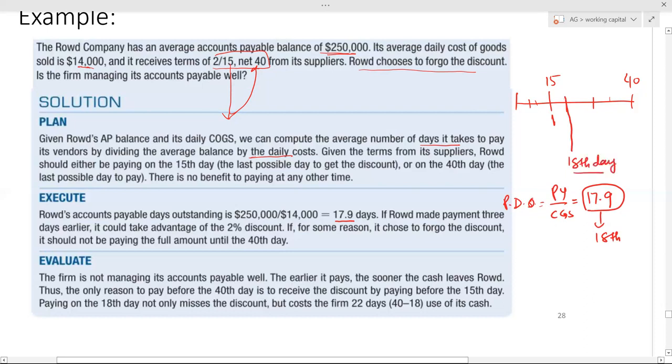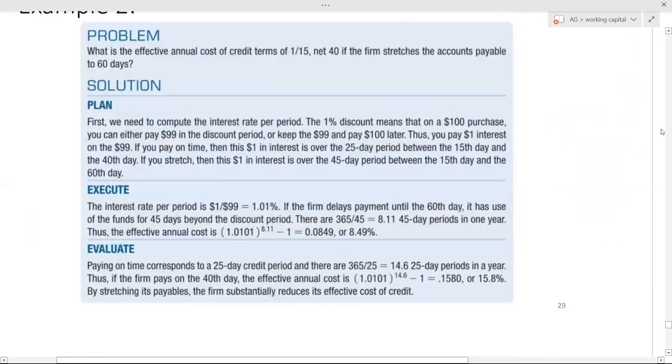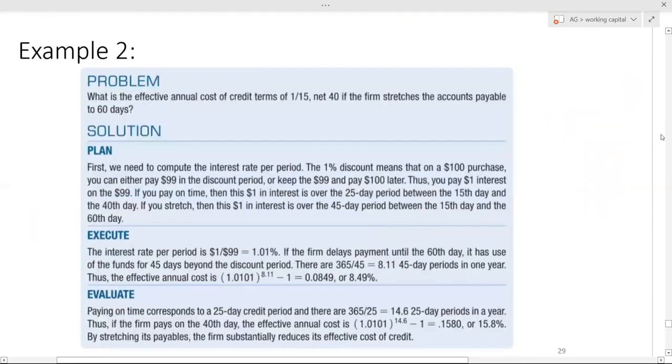So this is not good because the company is not taking the 2% discount that was offered at 15 days, right? So it means the company is not getting the benefit of the discount, as well as the company is paying too early than its scheduled credit period. So the company should pay either on 15th day or on 40th day. So this is just we need to see, and next we need to see the extended period.